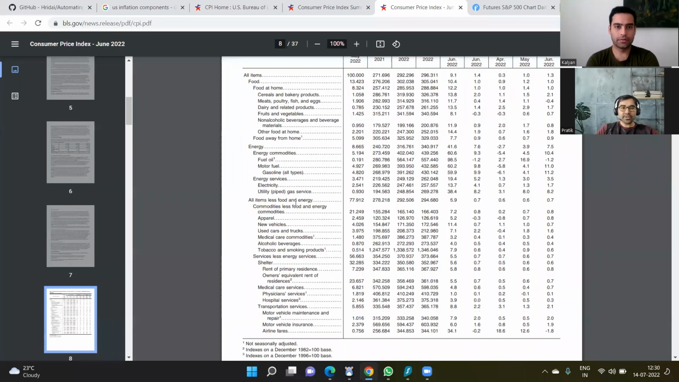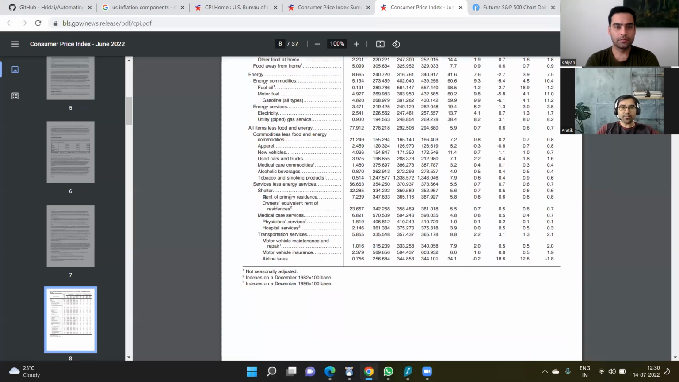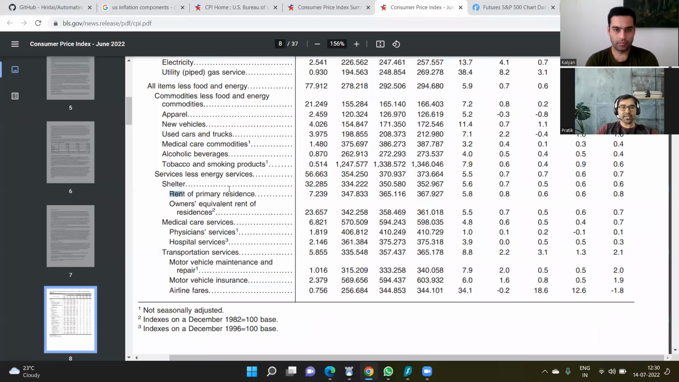If you look at shelter, there are two things: rent of primary residence, which is one component, 7% of the total inflation basket. The second is owner's equivalent rent of residences, which means that suppose you have bought a house and that house has an equivalent rent. Whatever rent is there will be added to the inflation basket, and whatever rate it is growing at will also be reflected in the inflation numbers. So it's not just the rent which somebody is paying, but also the owner's equivalent rent of residences. These two components make up shelter, basically.